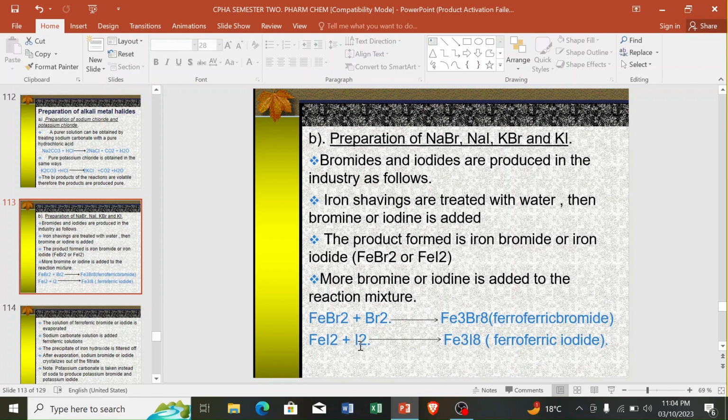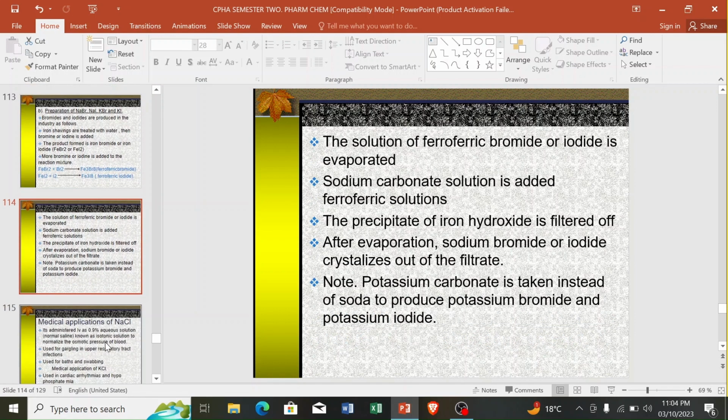And then when we react it with the iodine, we are doing it hand in hand with the other, since they have the same procedure, to avoid you first writing for bromides and then writing for chlorides. I mean for iodides. That's why we are doing them one at a time. So we get this ferroferric iodide. The solution of ferroferric bromide or iodide is evaporated.